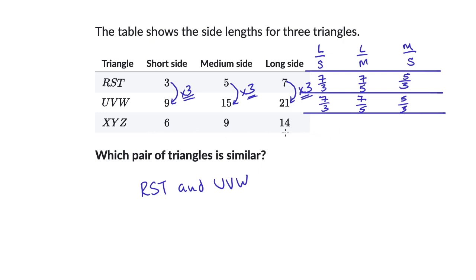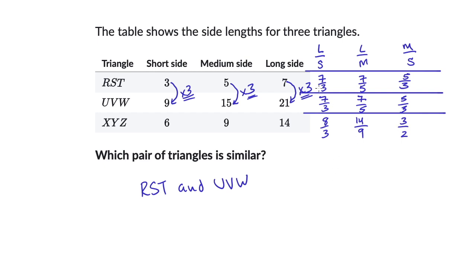Now let's do it for XYZ. So XYZ, long side to short side, is 14 over 6, which is the same thing as 7 over 3. Long to medium, 14 over 9, and I can't simplify that one anymore. And then medium to short is 9 over 6, which is 3 over 2.